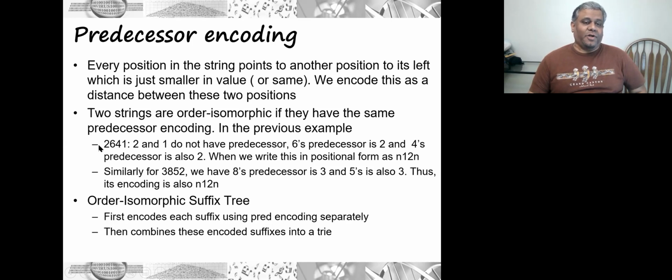In the previous example, 2 6 4 1: 2, does it have anything to its left? No, so it does not have a predecessor. 1, does it have anything smaller to its left? No, so no predecessor. 6, does it have something smaller to its left? Yes, 2, so its predecessor is 2. And 4's predecessor is also 2, because to its left there is something smaller than it, namely 2. When we write it in positional form, we say n and n, because they don't have predecessors. For 6, you go one step backward to find its predecessor. For 4, you go 2 steps backward. So it becomes n 1 2 n. Similarly, 3 8 5 2 also has encoding n 1 2 n. Since these are exactly the same, they match.